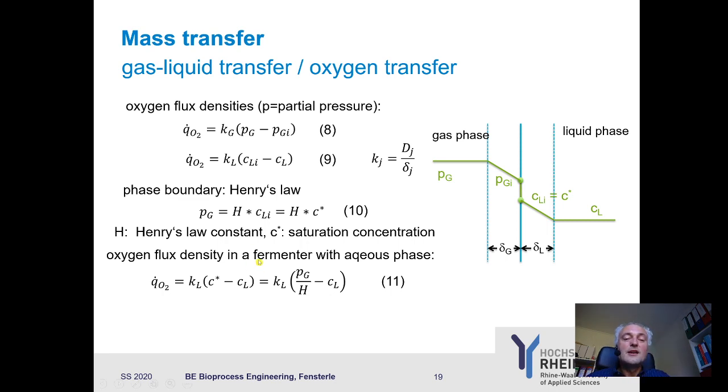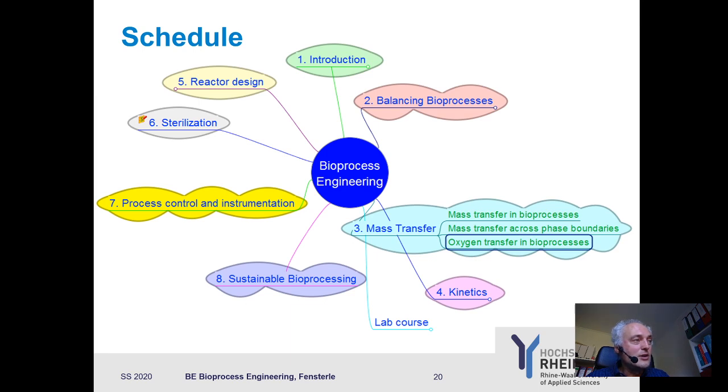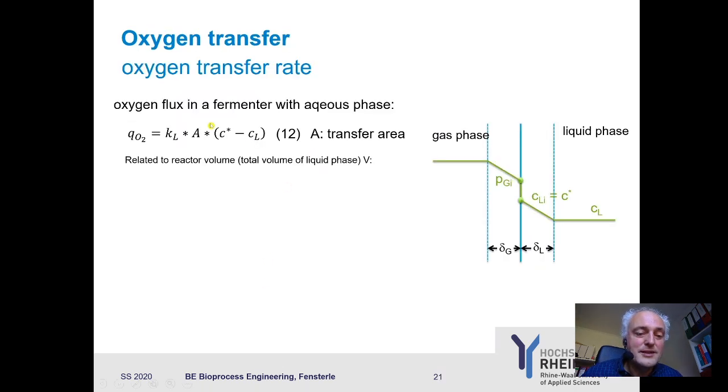Okay. Now, however, we know that the overall mass transfer, of course, also depends on the surface area. So the higher the surface, the higher our mass transfer. That's what we have said at the very beginning. So let's have a look at how we put the surface area in our system. This is what we have already said before. In our fermenter with an aqueous phase, we have this transfer rate constant and the difference, and we then just have to take into account the surface area, and this gives our oxygen flux in a fermenter with aqueous phases.